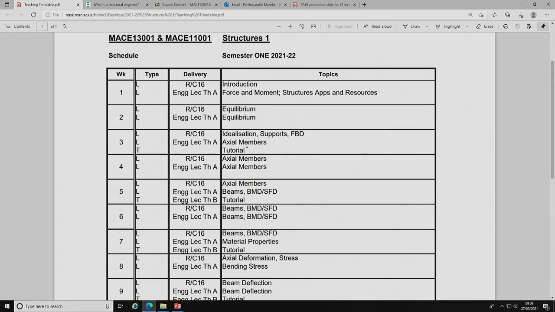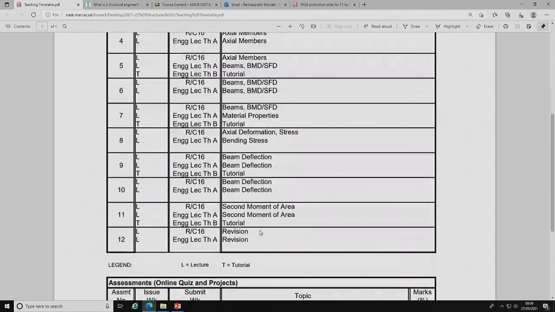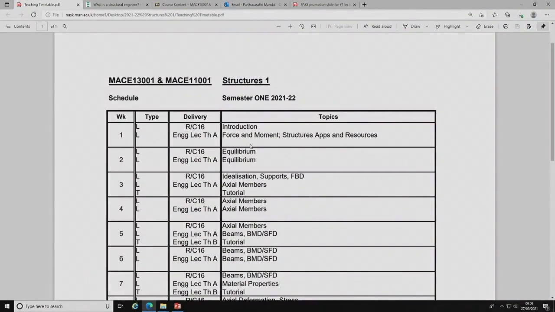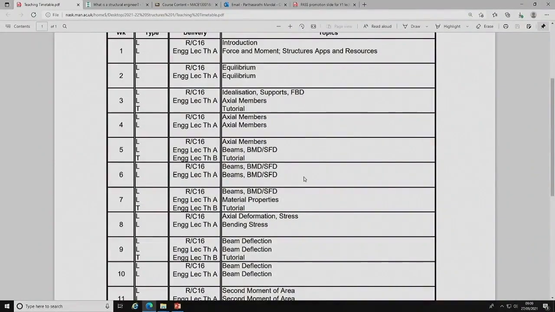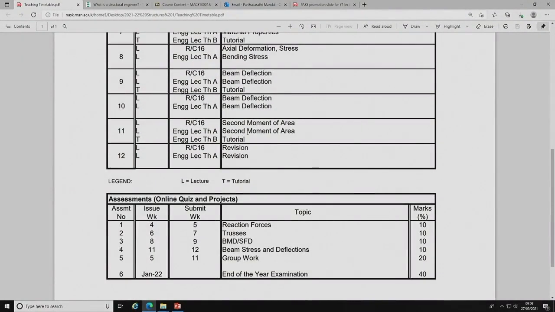From week 3 onwards, we'll have tutorials, and that would be every alternate week: week 3, 5, 7, 9, 11, etc. The lectures would be taken by me, but tutorials would be myself and graduate teaching assistants who will come around and help you with any problems that you may have. These are the topics that I just mentioned we'll try to cover over 12 weeks.